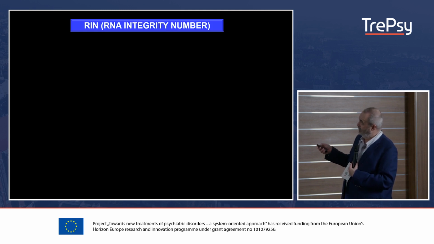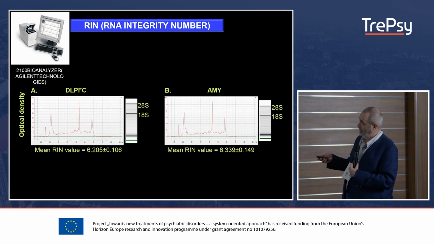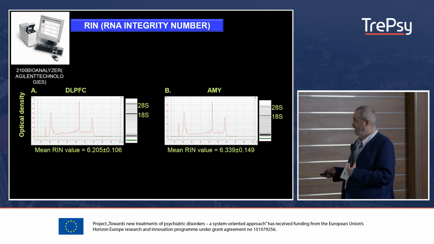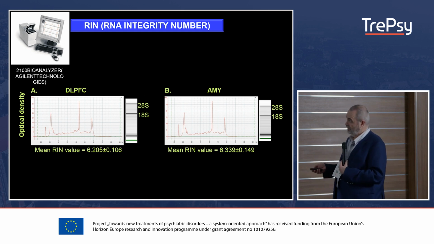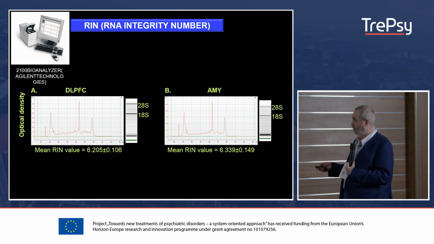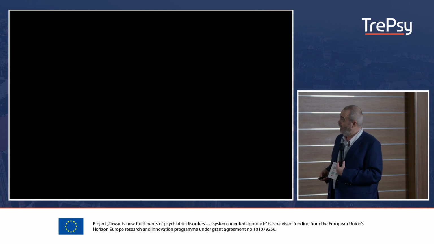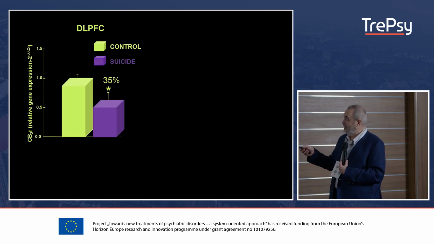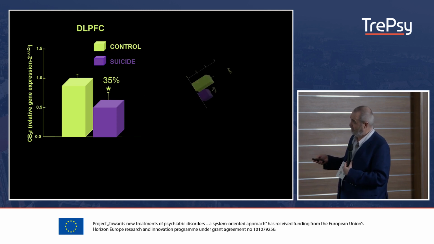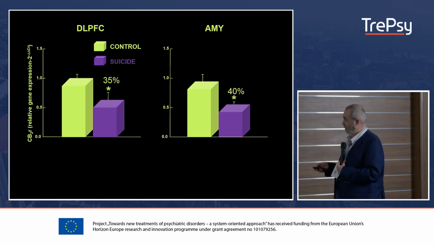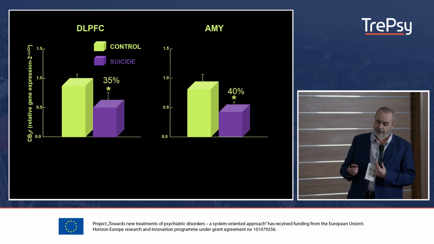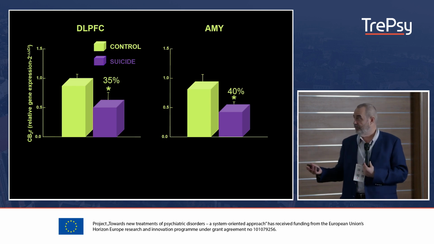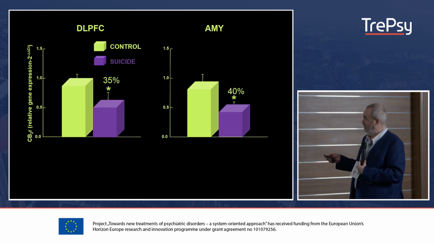We also used the RNA integrity number using the bioanalyzer and doing electropherograms, just to check not only the value of the RNA integrity number, but also for the 2 peaks of the 18S and the 28S to be intact, which also gives us the information that the RNA is in perfect shape to interpret changes in gene expression. And the results we got is that in the dorsolateral prefrontal cortex of suicide victims, there is a 35% decrease in gene expression, and in the amygdala it is about 40%. So the CB2 receptor in the brain is also related with anxiety and depression, at least in humans.